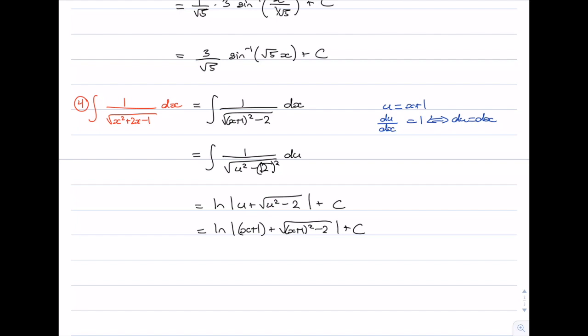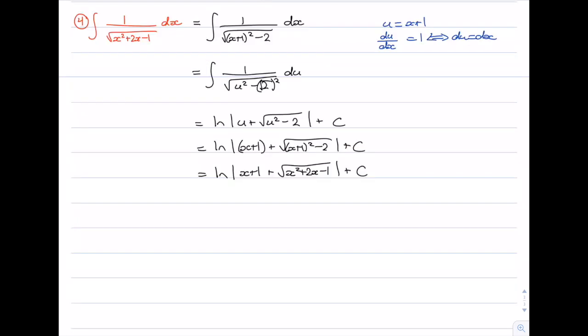However, underneath the square root in our log, we could rewrite that as x squared plus 2x minus 1. So what we're doing is we're literally just reversing the completing of the square. Okay, and you don't have to do it. I mean, this is still a correct answer, but it's nice to have it in the same form that it was given in the question. So it's going to be the square root of x squared plus 2x minus 1 plus c. Okay, and that's example 4 done.